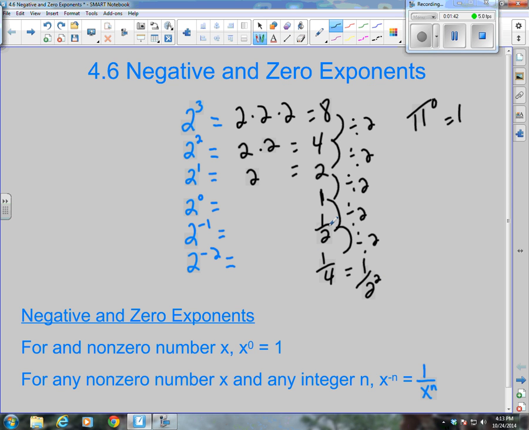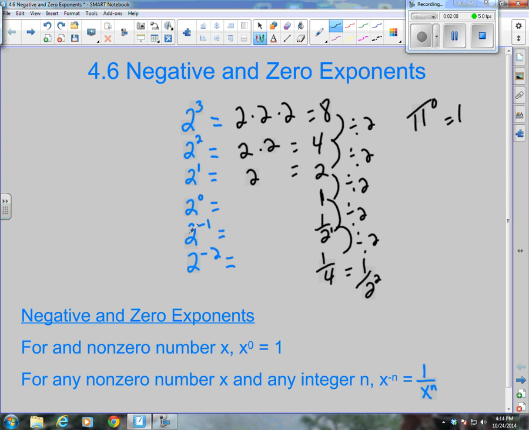Okay, so let's see if we can see something that might help us. Remember, this is 2 to the first, right? Now, we never write it, but we know it is. So 2 to the negative 1 is the same as 1 over 2 to the first. Notice here the change. The negative, the positive. Negative 1 here, positive 1 here. What has changed? Only the position of this number or this power.